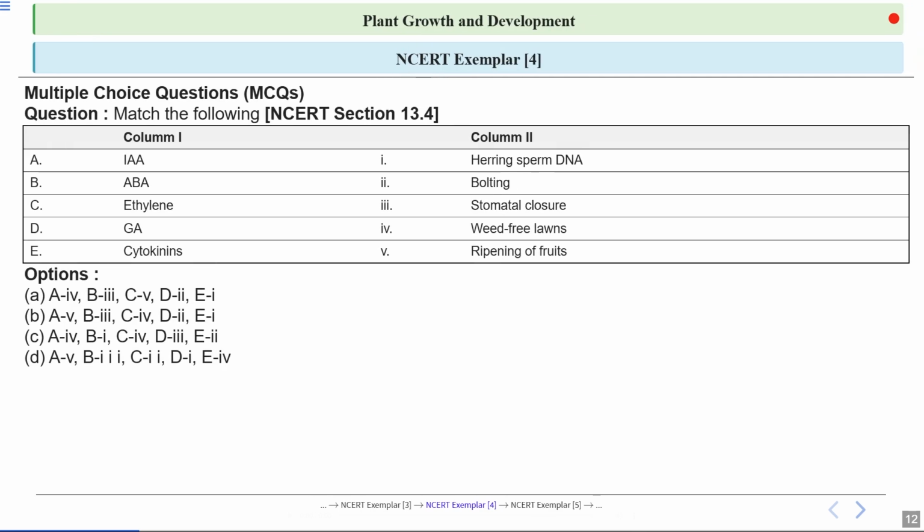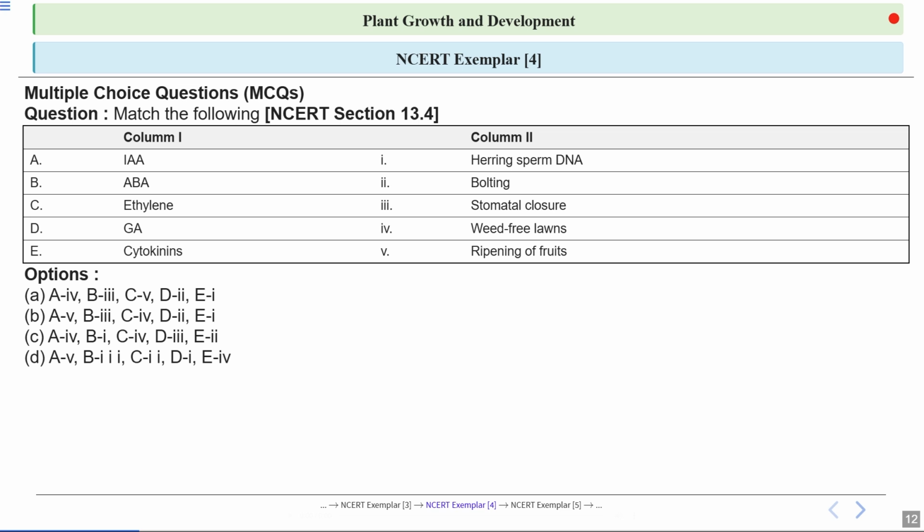Next question, and this is a match-the-column type of question, coming from NCERT section 13.4. Now, if you see column 1, what are the items? Let us see. A, IAA. B, IBA. C, ethylene. D, GA, meaning gibberellic acid, and E, cytokinins.